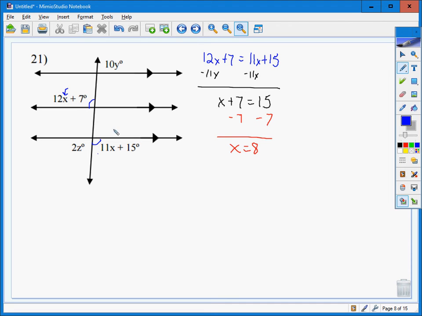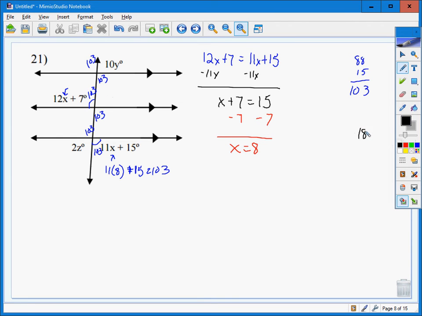If I plug 8 in to either one of these places, 11 times 8, which is 88, and 15 more would be 103. So I know that this angle is 103 degrees. 103, 103, 103, 103, 103. I need the other angles that are there.